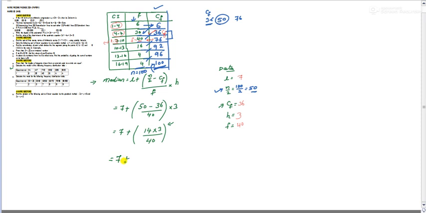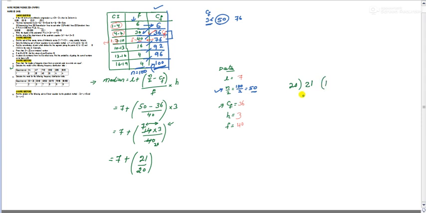7 you keep as it is. These two, you can see they are divisible by 2. So we'll write 7 plus, 2 sevens are 14, and 2 20s are 40. Now what is 7 into 3? It is 21, divided by this 20. So this becomes 21 by 20. You can just divide it and write that in decimal.